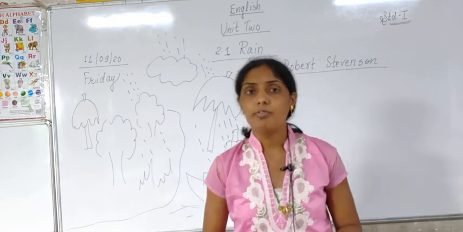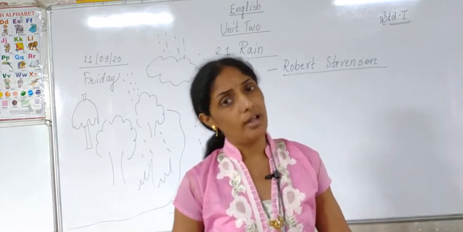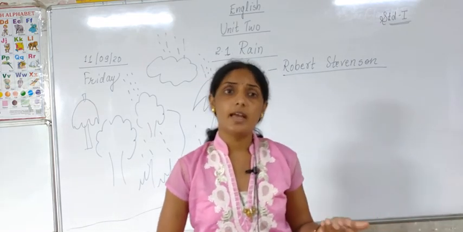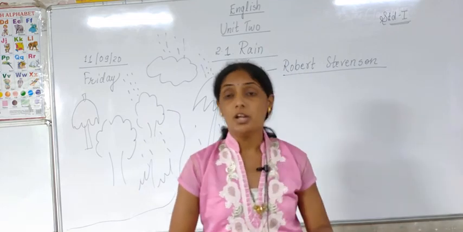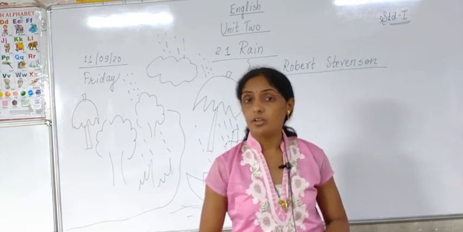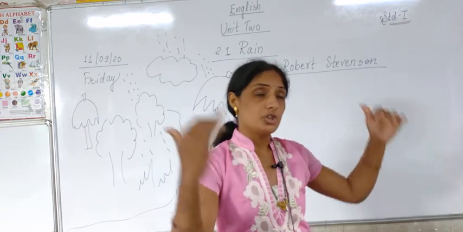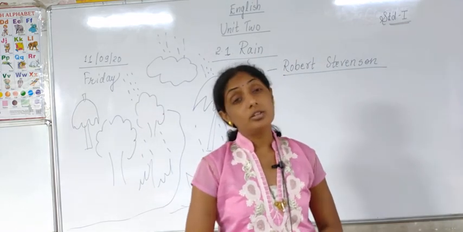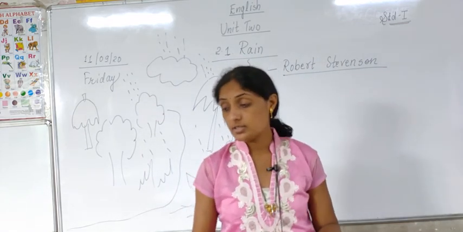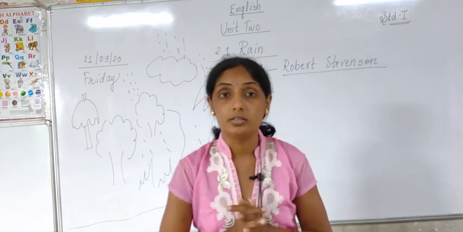Field means what? Farm, zameen, correct or not? You have farm at home? Yes, everyone has farm at home. So it rains on the farm, it rains on the tree. Understood? झाडांवरती पाऊस पडतो, शेतामध्ये पाऊस पडतो. Then third line is told that it rains on the umbrellas here.